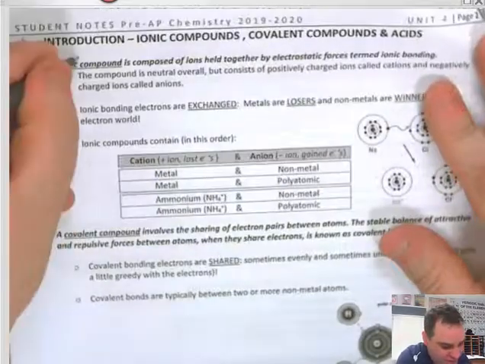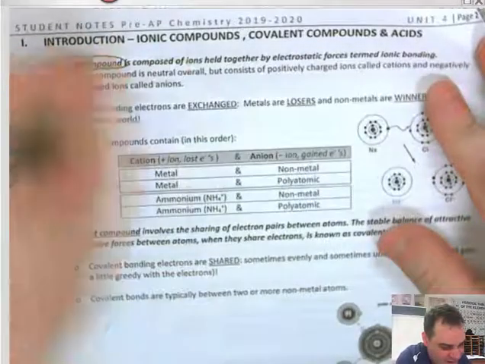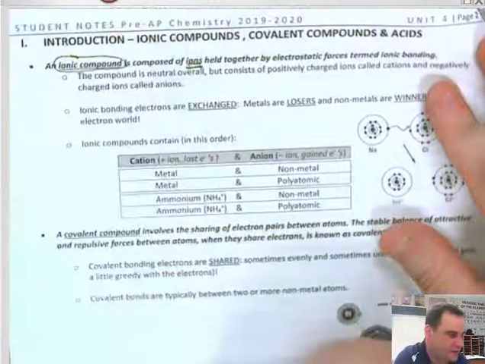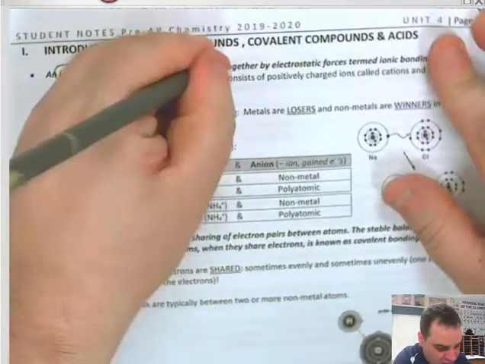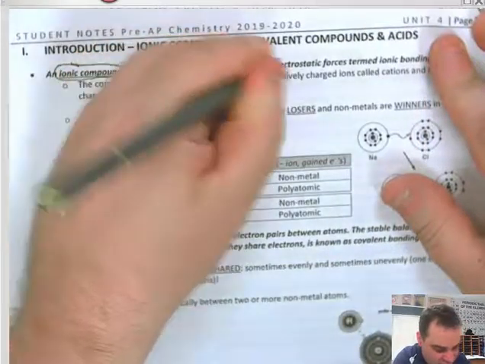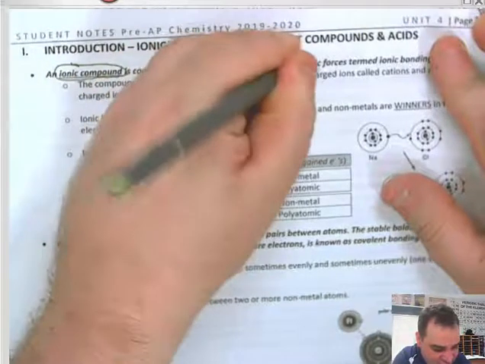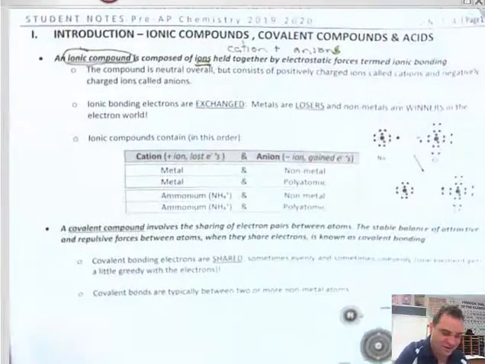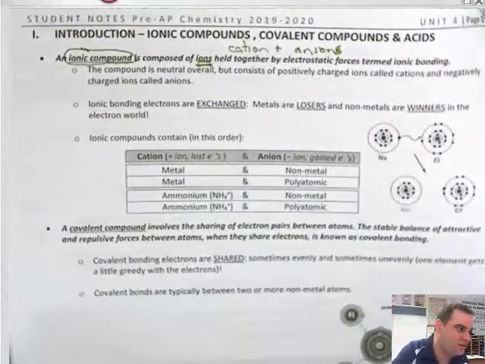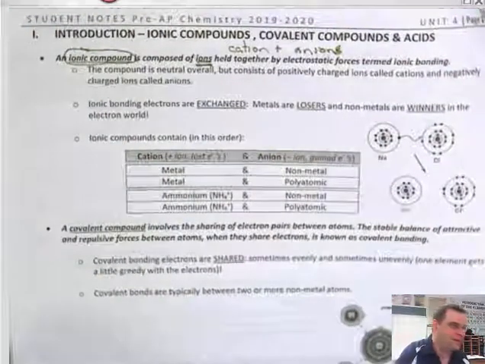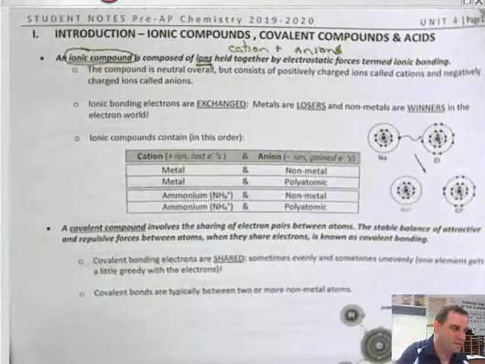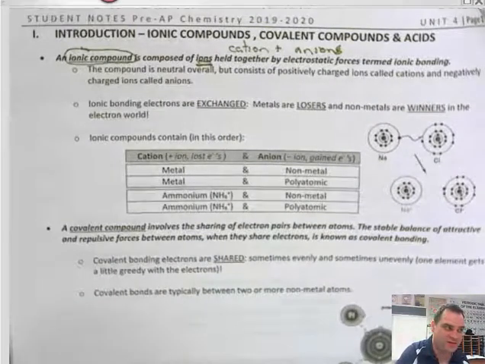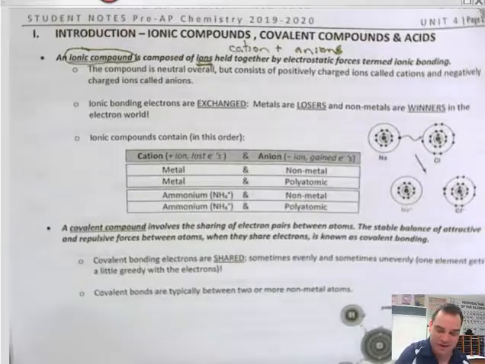So first we have to talk about an ionic compound. It is composed of ions, cations and anions, those positive and negative ions. They are held together by electrostatic forces and metallic bonding. These compounds are neutral overall, but they consist of positively charged ions and negatively charged ions, right?